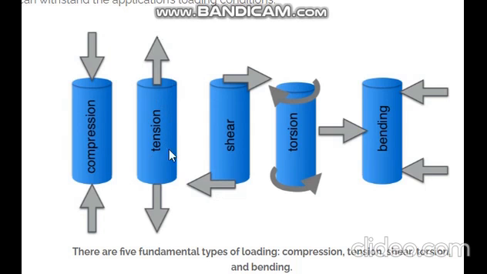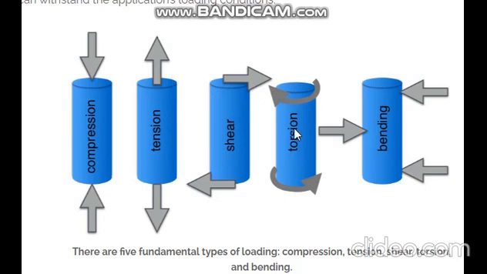If this is the machine component and one force is acting this side on the lower side, and on the upper side it is acting to the right, then it will try to cut it off like this, shear off. So this is a kind of shear loading.